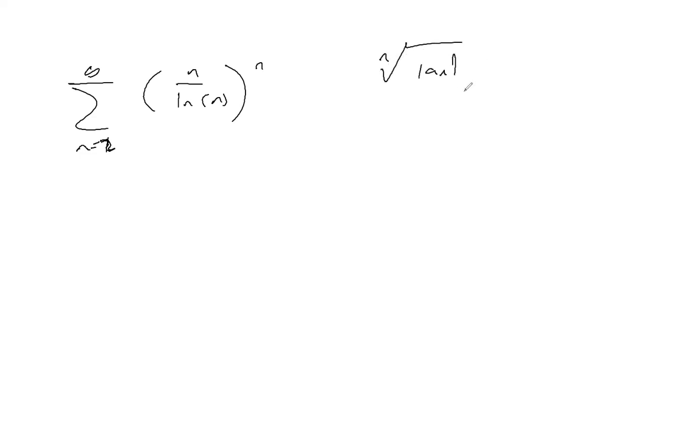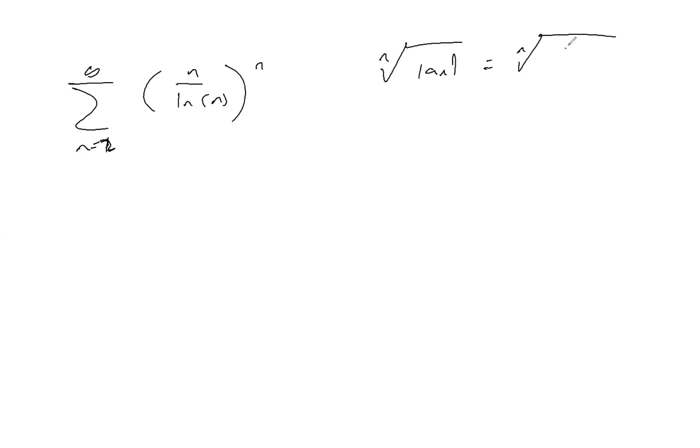All right, here's a good one. Start at n equals 2. Okay, so I have everything to the power n. That makes me think root test. So I need to find, okay, the nth root of the absolute value of an. I don't have any negatives here, so that's not going to be a problem. I want to take the nth root of this, which is my an.